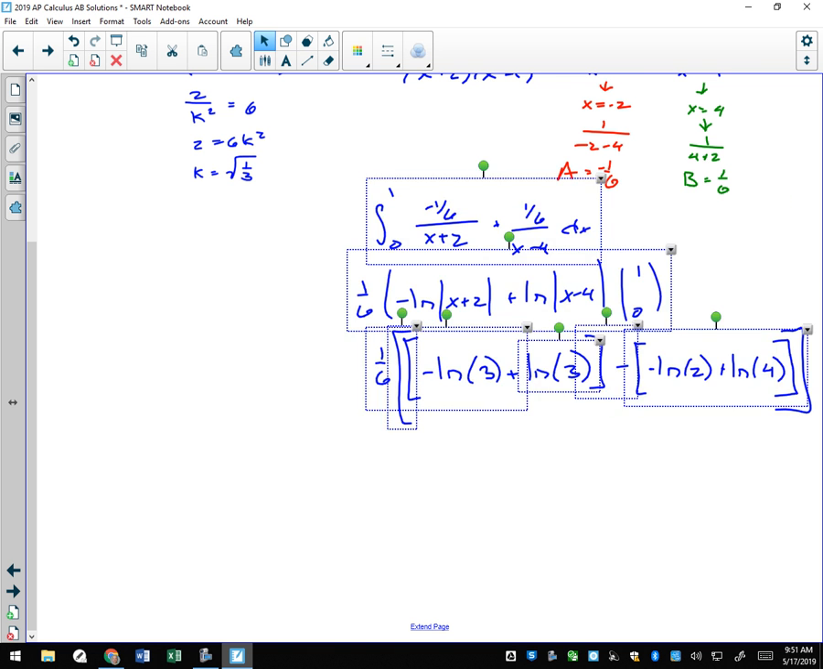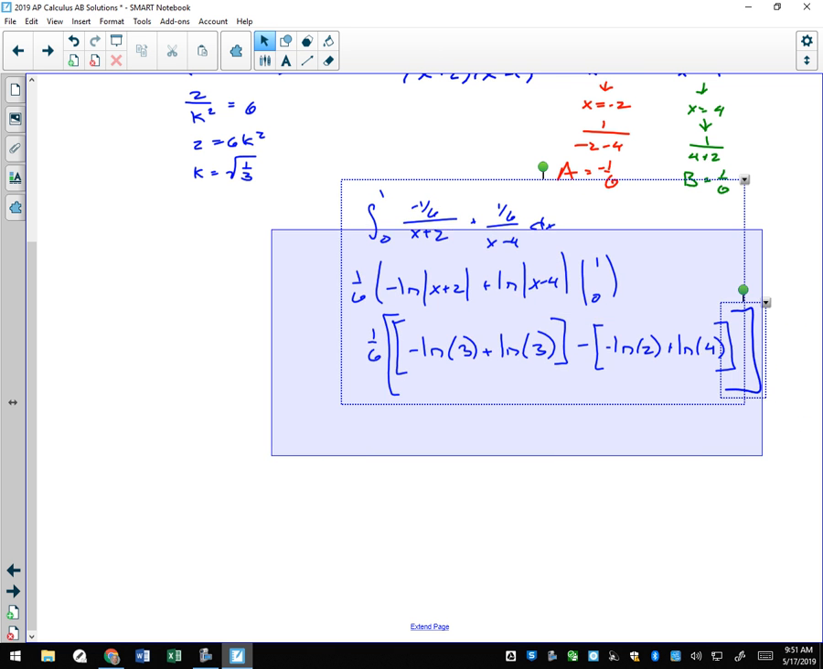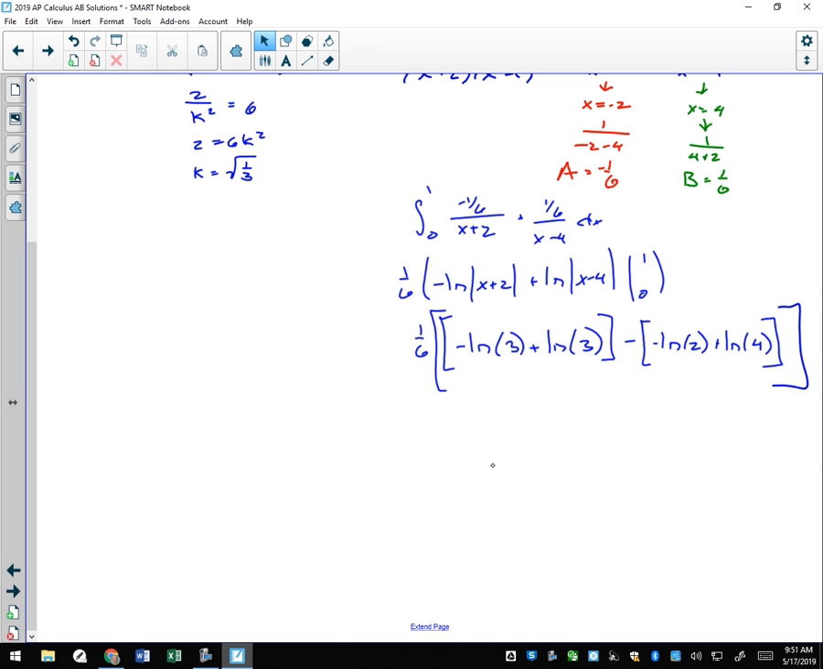Shrink that up. Give me some room for part C. I lost my bracket. All right, so there's that antiderivative. And part C, for k equals 1, find the value of that integral or show that it diverges.